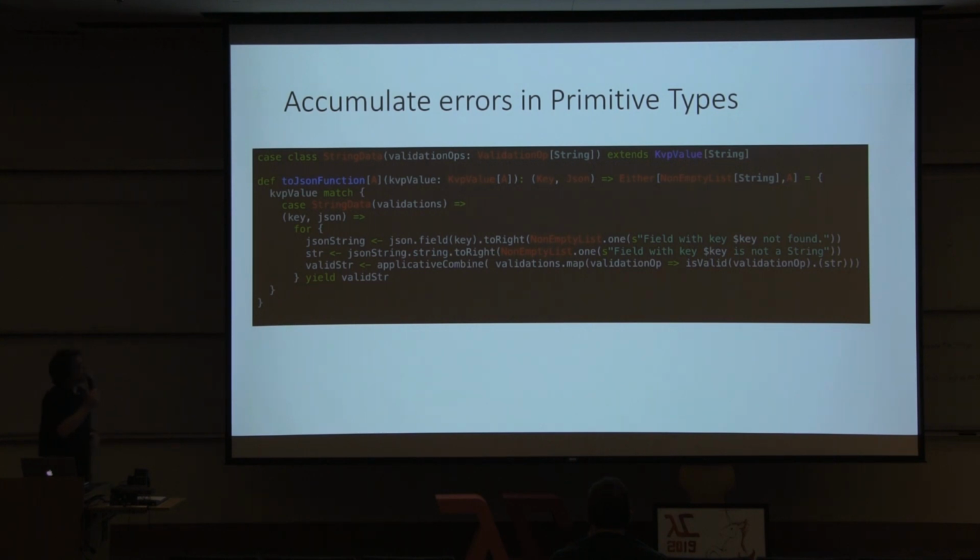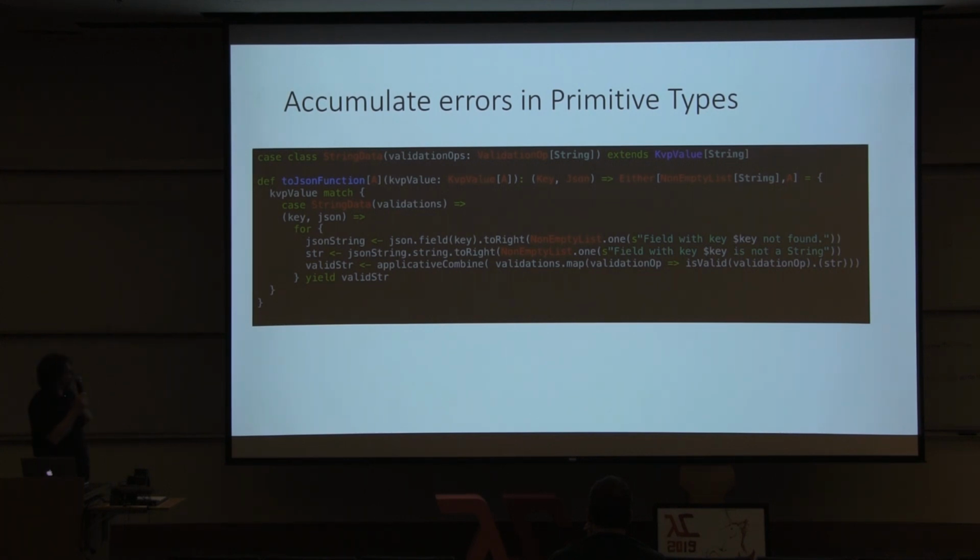We can add validation operations to our case classes. You can do this as annotations as well, I believe. I think that's a little bit more of a functional approach, but you can do this as well. So you can see we have a list. There should be actually a list of validation operations. And so we can have as many as we want.